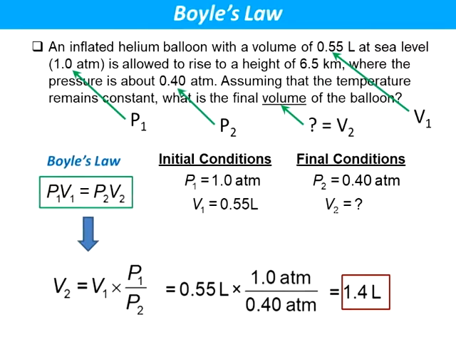So here we simply take Boyle's law equation, rearrange it to solve for V2, and put in the variables. We've shown you the initial conditions and the final conditions. We put in each of the variables and check to be sure the units match, and since the units match, we work the math through and we get 1.4 liters.